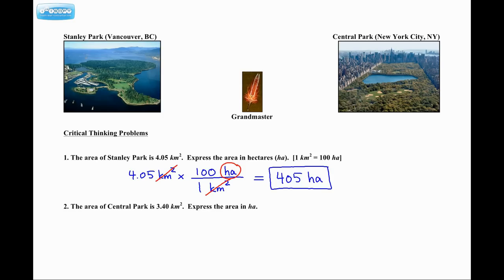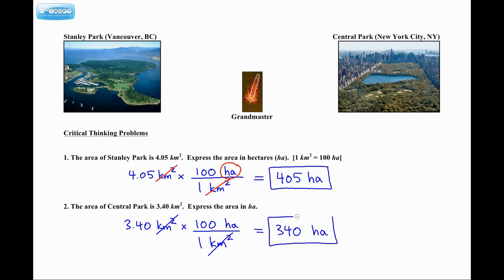And there we go. Number 2, the area of Central Park. So here's a picture of that in New York City and Manhattan is a bit smaller. It's 3.4 square kilometers. Express this in hectares. That's pretty easy. So this is 3.40 square kilometers. And I'm going to use the same conversion. This is 100 hectares per 1 kilometer squared. Okay, these cancel. So I get, this is easy, 340 hectares. There we are.